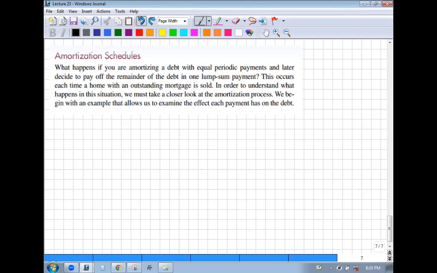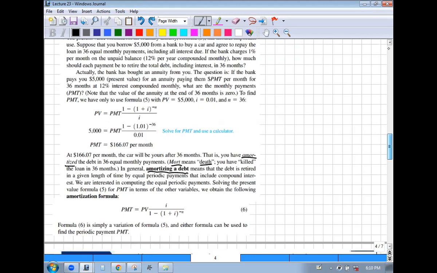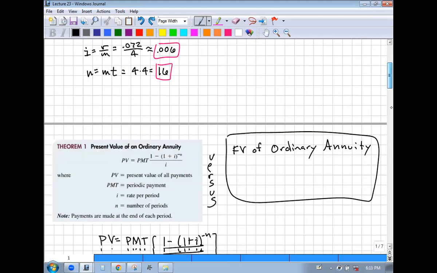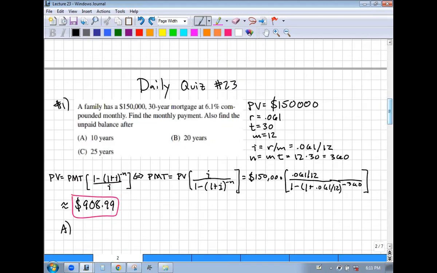See, that's what we're going to have to look at in our example, because they want to know how much is left over after 10 years. Isn't that the question? Find the unpaid balance after 10 years. So that's what's kind of happening, right?